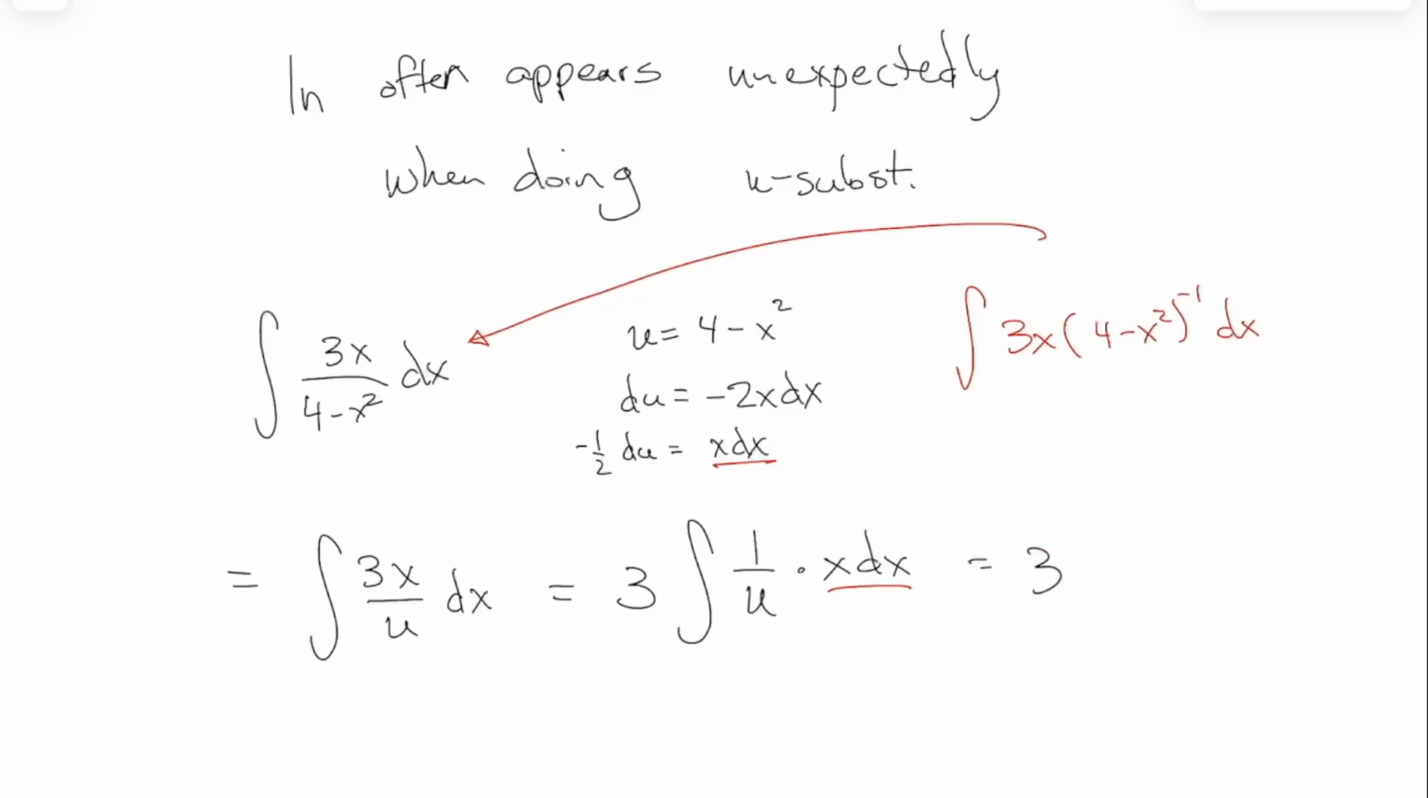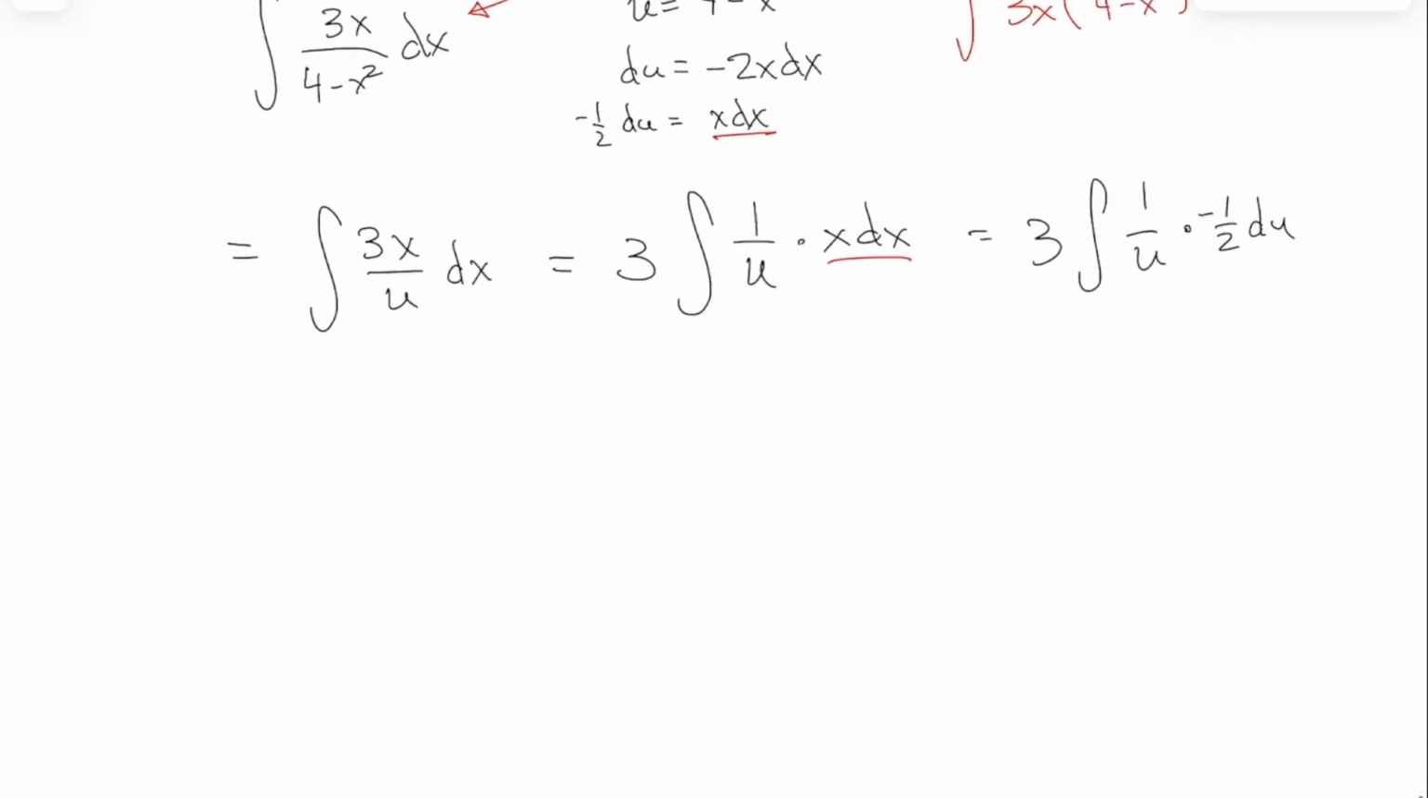So I get 3 times the integral of 1 over u, and x dx is -1/2 du. And then that -1/2 factor on the inside can come out of the integral, like so. And now the substitution is complete. Everything is now in terms of u's, no x's. And what is the integral of 1 over u du?